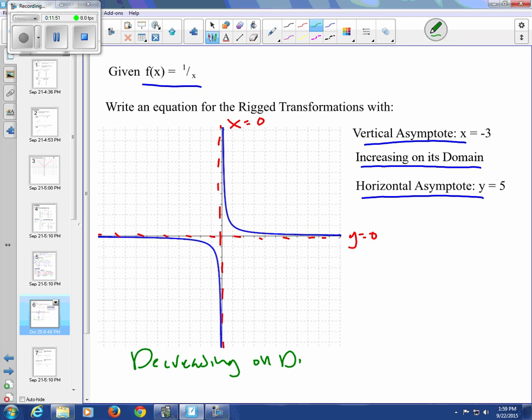So what I want you guys to do is to pause the video and try to come up with an equation that will have these characteristics. And that equation should be a transformation from our original equation.